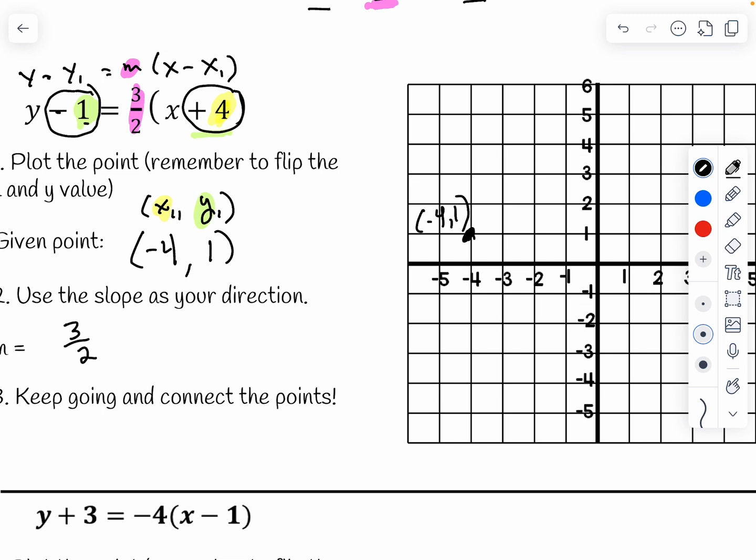And then, just like any other time, remember when we did slope intercept, we always graphed the y-intercept first. We don't have that. We have a point instead. But now that I know what my first point is, I can take my slope, and I can go up 3, right 2, and graph my next point. So up 3, 1, 2, 3, right 2. Here is my next point. And once I have 2 points, I can connect them and make my straight line. So I have point slope form, okay?